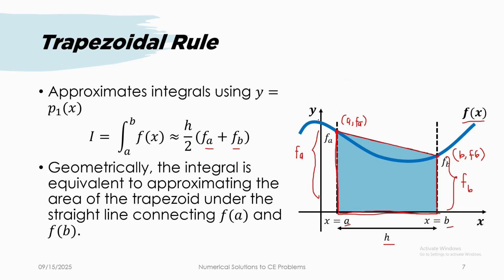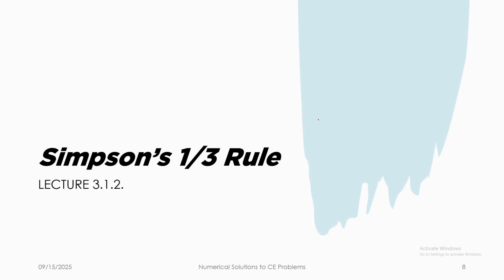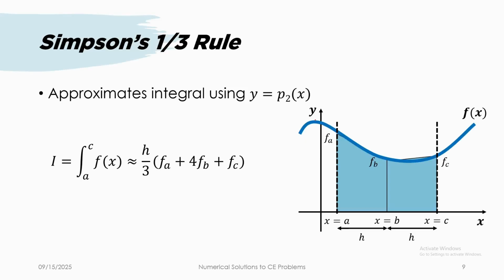Now, let's move on to the Simpson's one-third rule, which uses parabolas instead of straight lines. Simpson's one-third rule uses a quadratic polynomial, denoted by p sub 2, to approximate the curve. The formula is the area under the curve is approximately equal to one-third of h times the sum of the function values at a and c plus 4 times the function value at b.